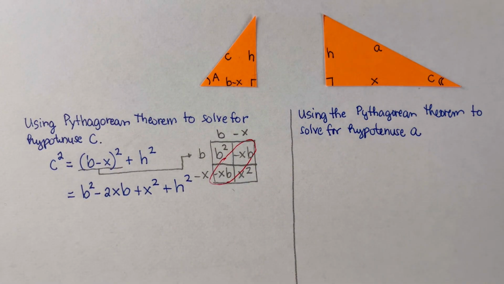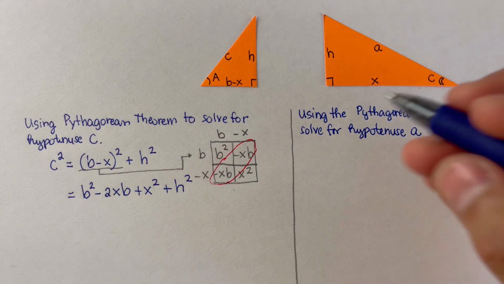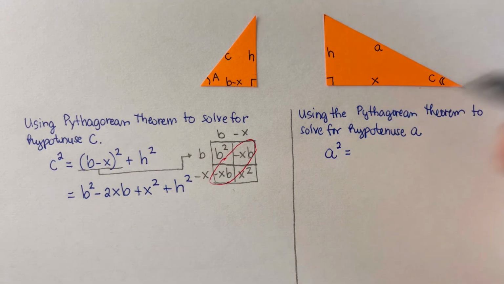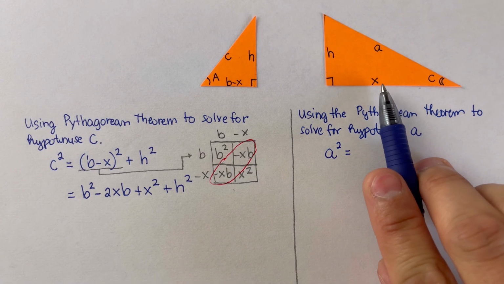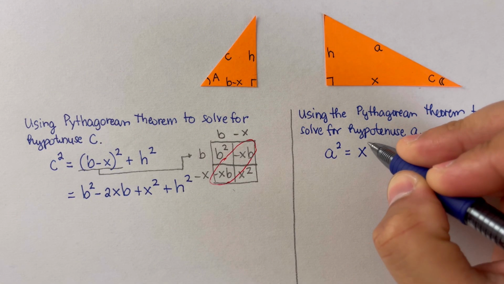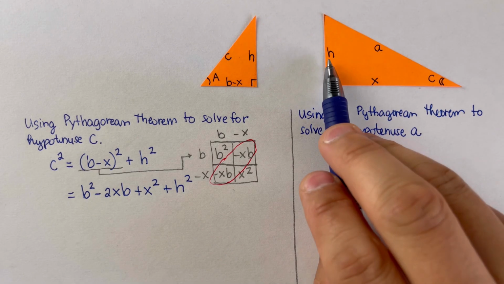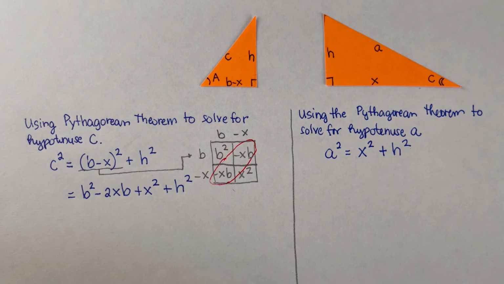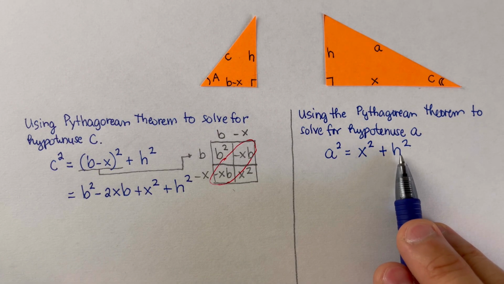So we can go ahead and set up the Pythagorean theorem for this. Again, the hypotenuse, which is a squared, is equal to the sum of the squares of the two legs. So that would be x squared, that's the first leg, plus the other leg is h, so that would be h squared.